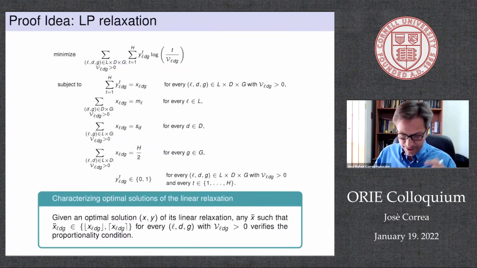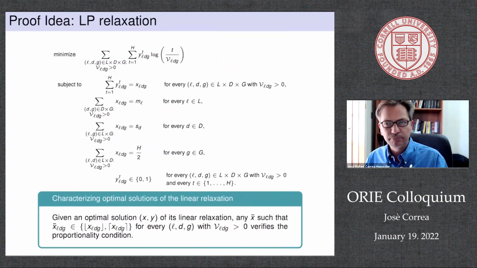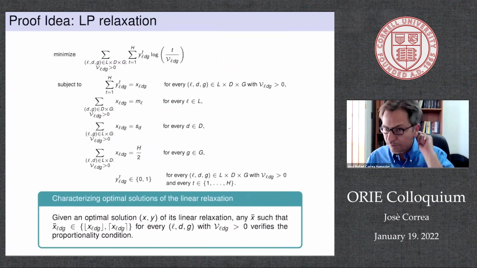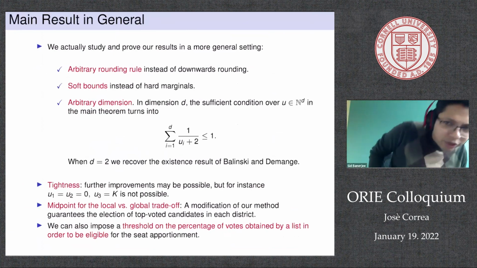So what is the proof idea? Maybe even before the proof idea, let me give you some perspective for those of you that have taught the combinatorial optimization class. So let me go back to that previous slide. A typical exercise in combinatorial optimization is the following. There's a quick question.